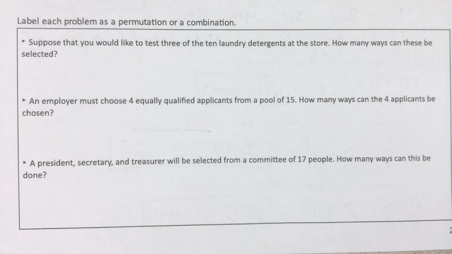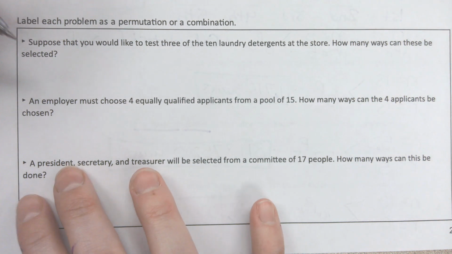First problem, suppose that you would like to test 3 of the 10 laundry detergents at the store. How many ways can these be selected? So if you select your 3 laundry detergents, does the order matter? Think to that to yourself for a moment, please. I'm going to read it again. Suppose that you would like to test 3 of the 10 laundry detergents at the store. How many ways can these be selected? If you're ever stuck, you can't go one way or the other, here's a great strategy. Come up with an example.